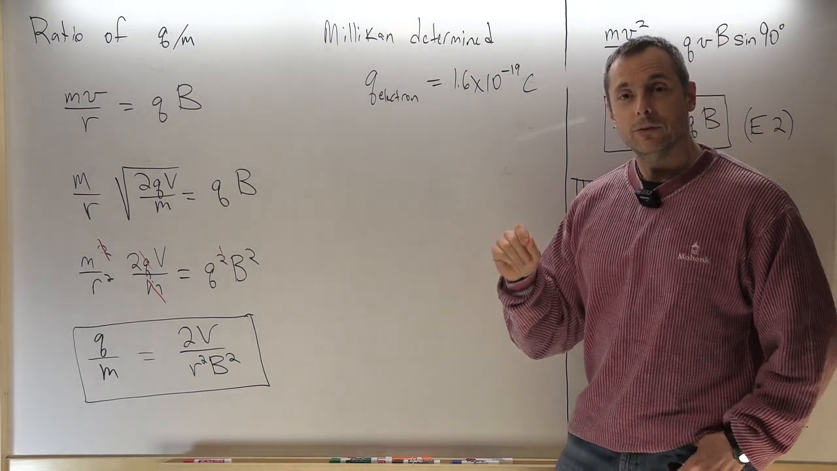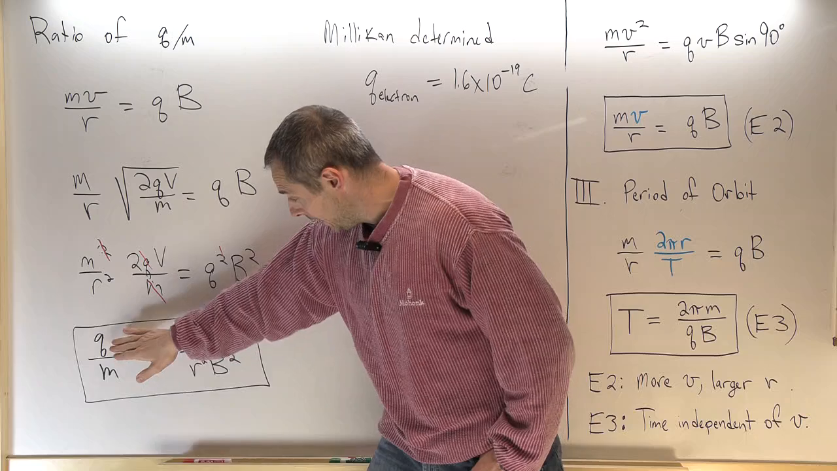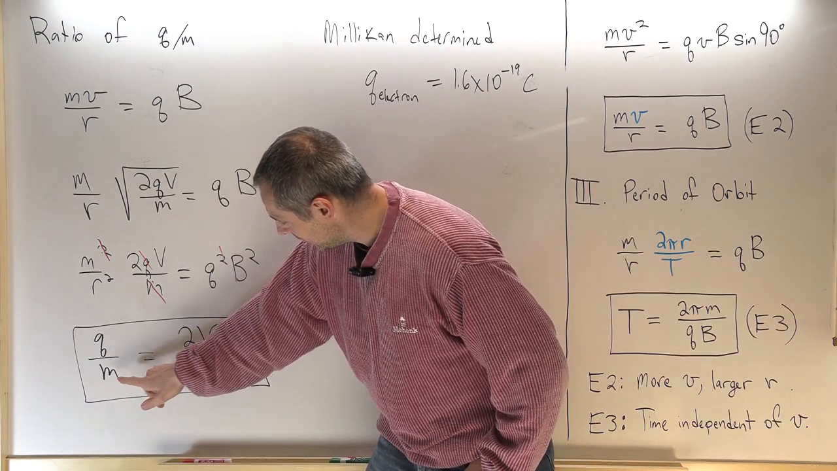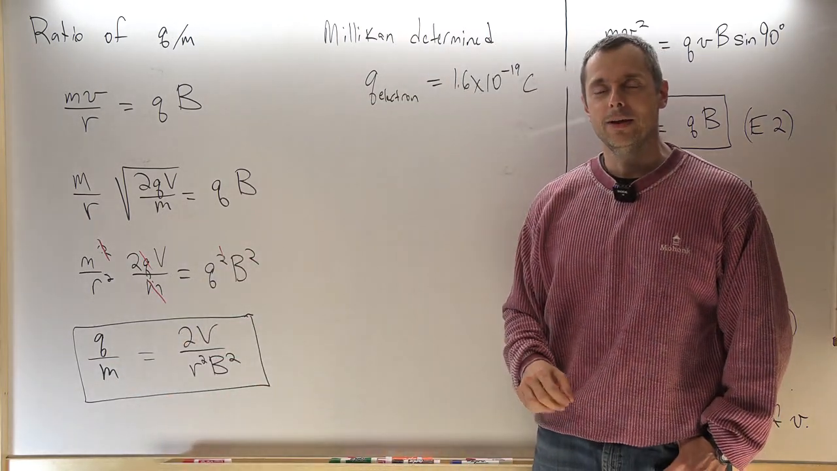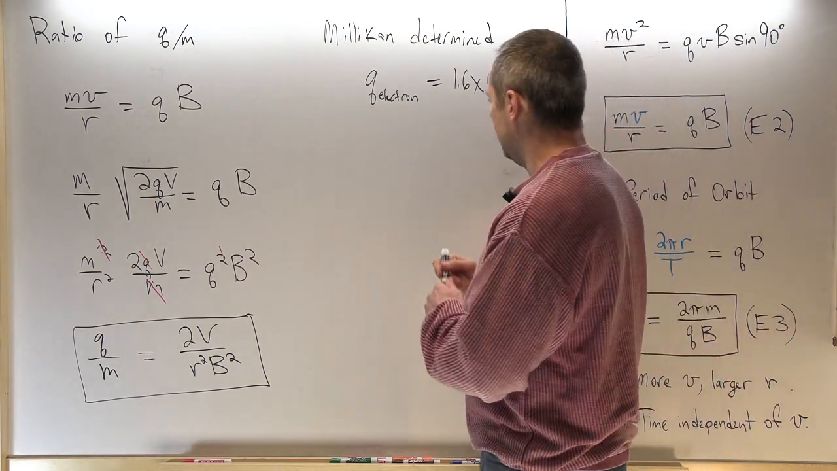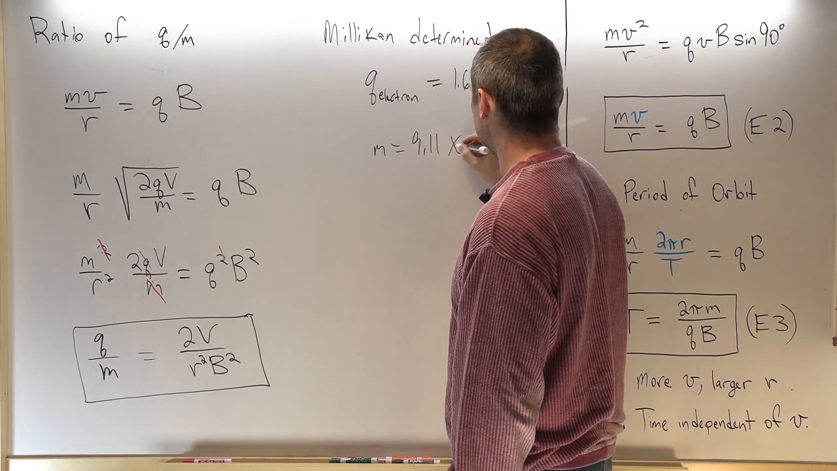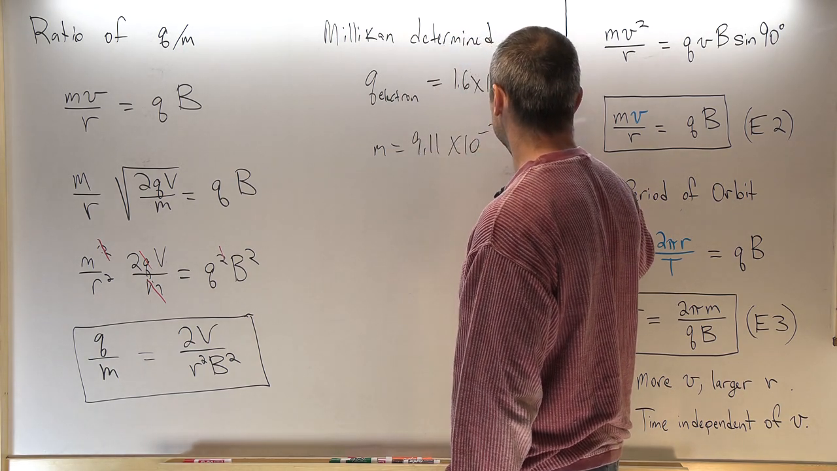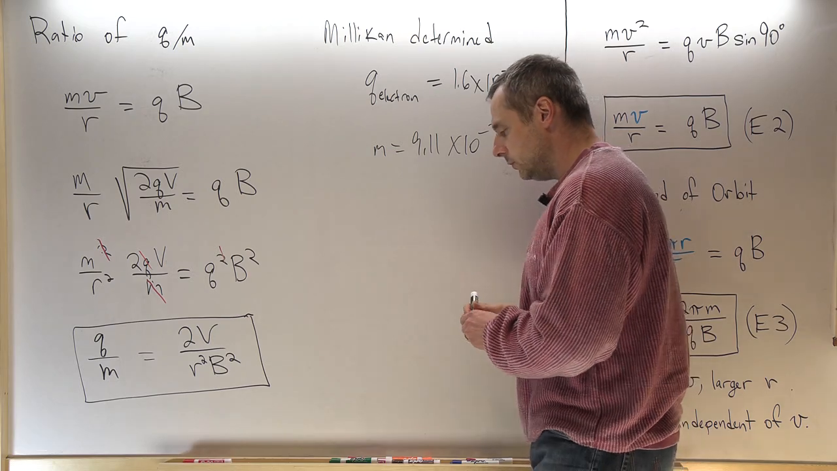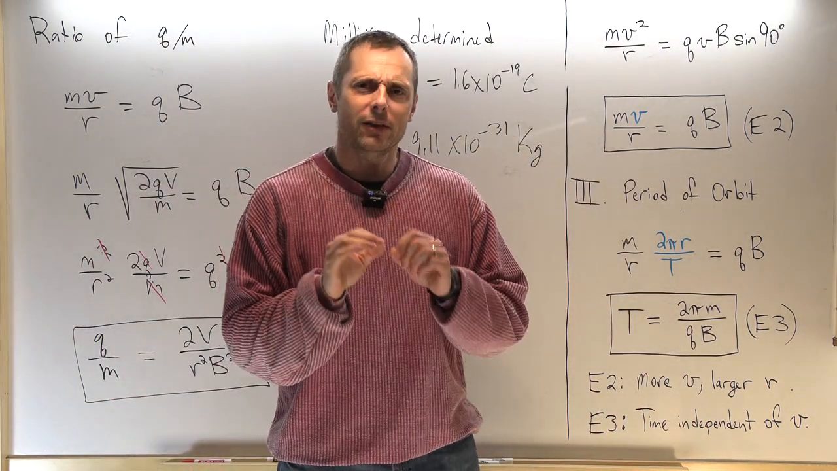Once Millikan figured out the charge on an electron, he was able then, or humanity was able to plug this in here, and only M was unknown. And that's how they got the mass of an electron, which then they were able to solve as 9.11 times 10 to the minus 31 kilograms. So absolutely amazing result, able to determine the mass of an electron.